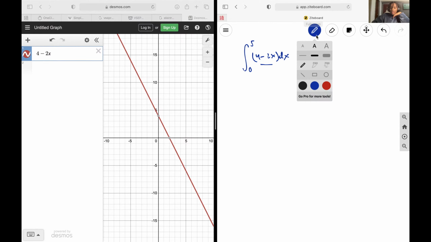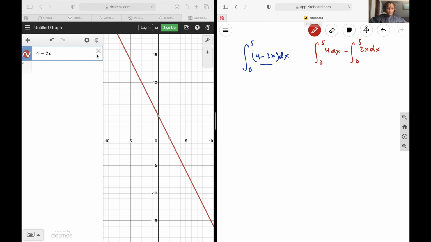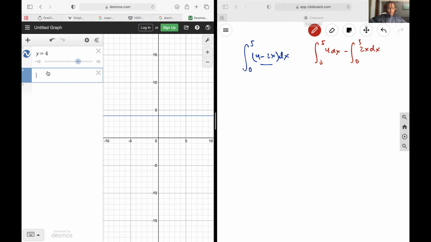Alternatively, I can use integral properties to split the integral, and I can change this into the integral from 0 to 5 of 4 dx minus the integral from 0 to 5 of 2x dx. Now to do that, I plot f of x is equal to 4, so y is equal to 4. And additionally, I'm going to plot y is equal to 2x. And what I want is the area under the blue line from 0 to 5 minus the area under the yellow line from 0 to 5.